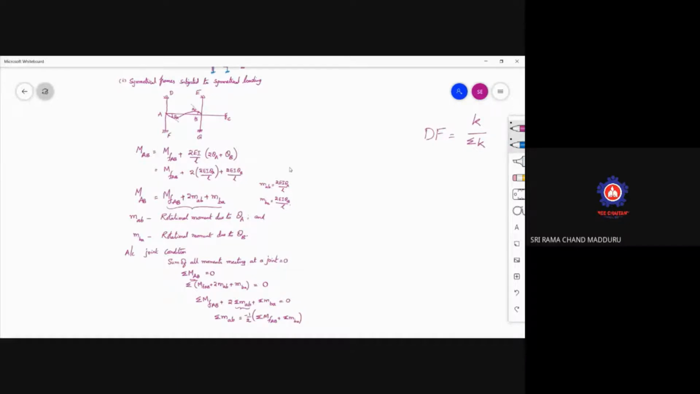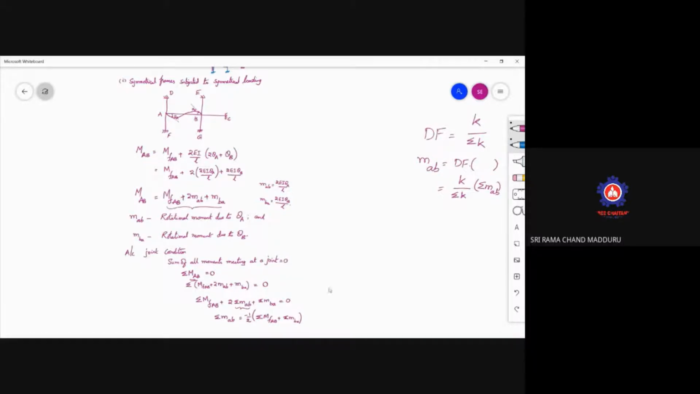Okay, here I can write another point. What I am writing is the balanced moment. I'm just writing; you don't write anything, just listen. The balanced moment is the distribution factor multiplied with the unbalanced moment. The distribution factor is K by sigma K into the unbalanced moment. That unbalanced moment you will get by adding the values.